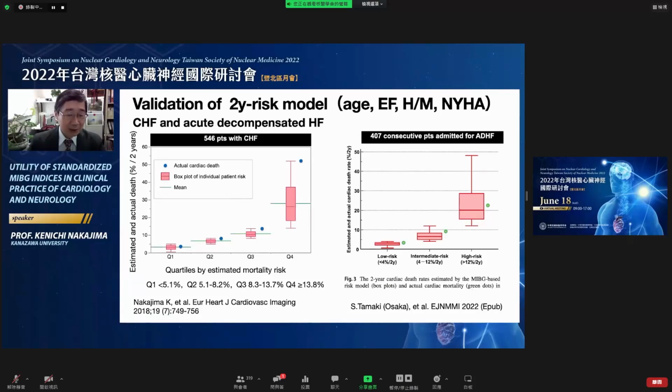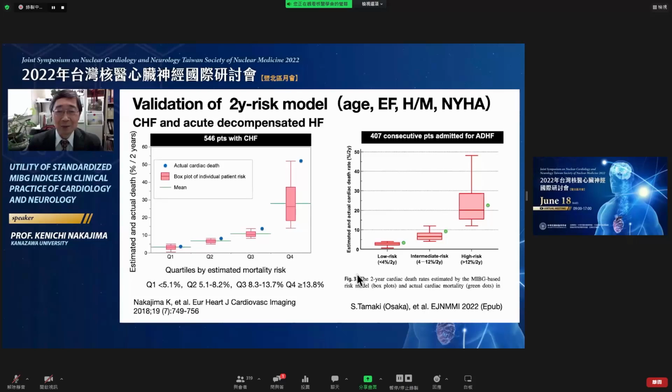What about the accuracy of validation, the accuracy of the 2-year risk model? This was validated by us using 546 patients. The 2-year risk value is classified into less than 5%, 5 to 8%, 8 to 14%, and more than 14%. The red box plot is the calculation in each patient, and blue is actual cardiac death. There seems to be good agreement when we compare the prediction and actual death.